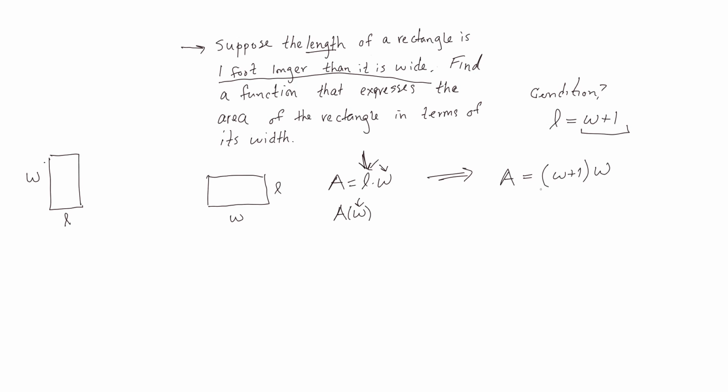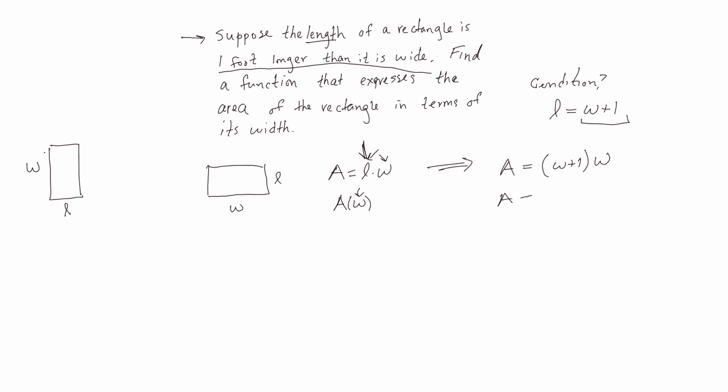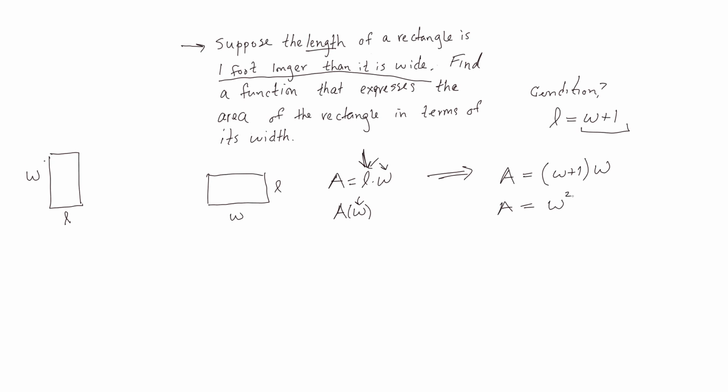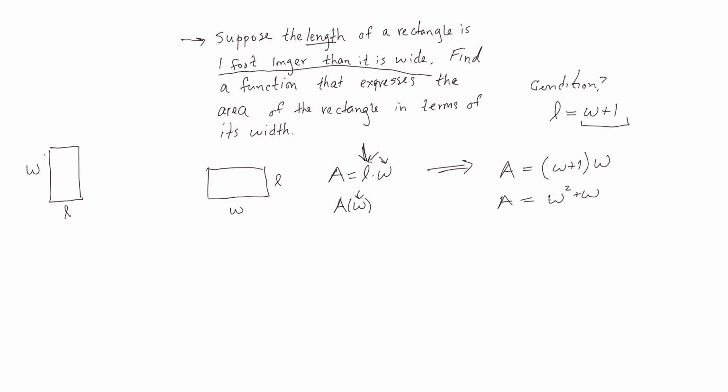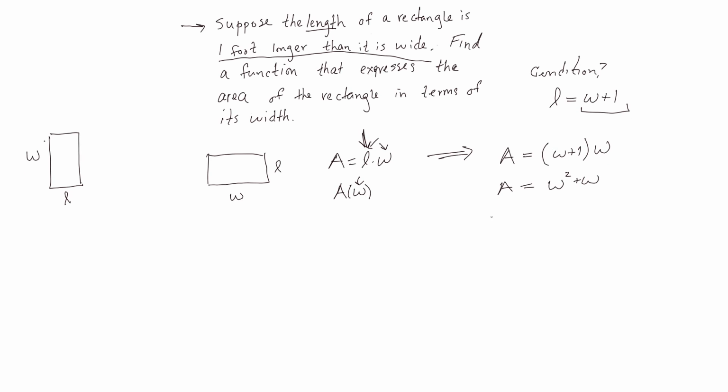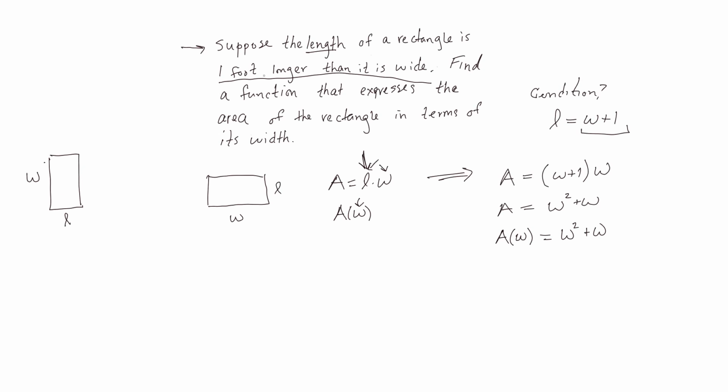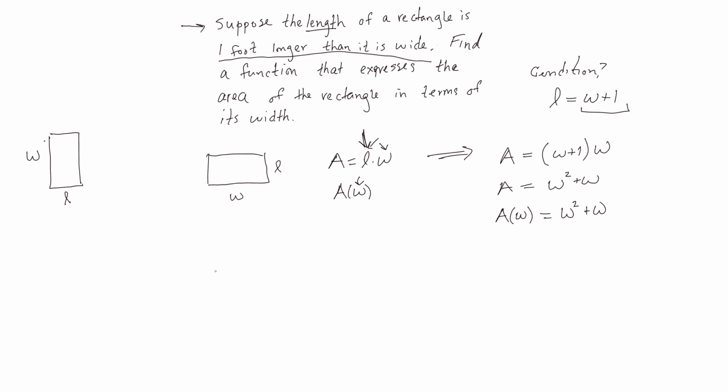times the width. If we simplify this a little bit by distributing, we get W squared plus W. Now we do have A in terms of W, so we really have a function. In fact, we may write this as the area as a function of W is equal to the width squared plus the width. Could we go a little further? We definitely have answered this question. Suppose it goes just a little further.